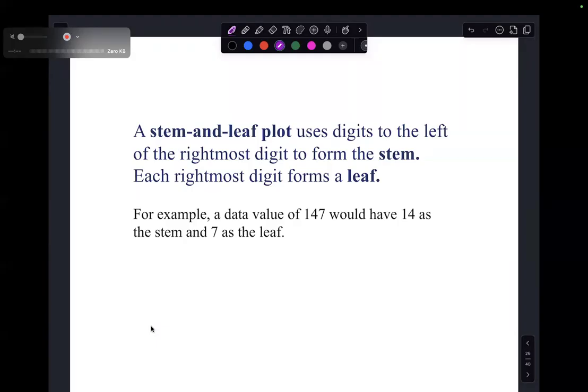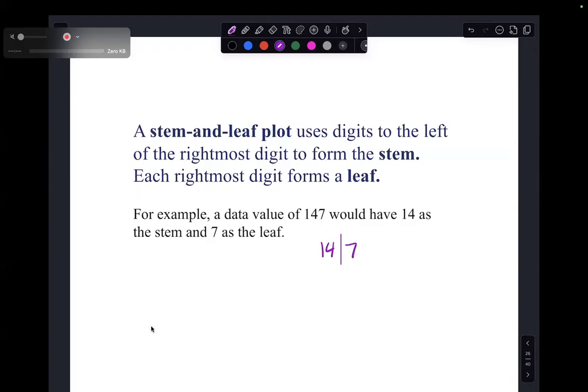So what the stem and leaf plot does is it takes the digits on the left, makes them the stem, and then the last digit becomes the leaf. So if I have the data value 147, and I have this vertical line here, 1, 4 would be here as my stem, then 7 is over here as the leaf.